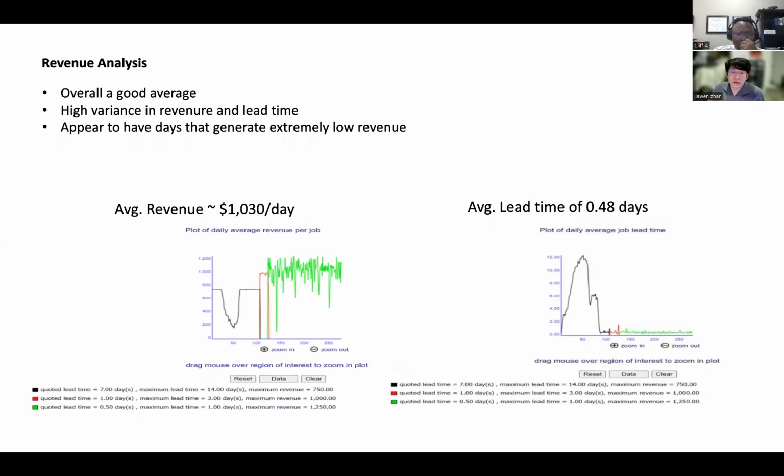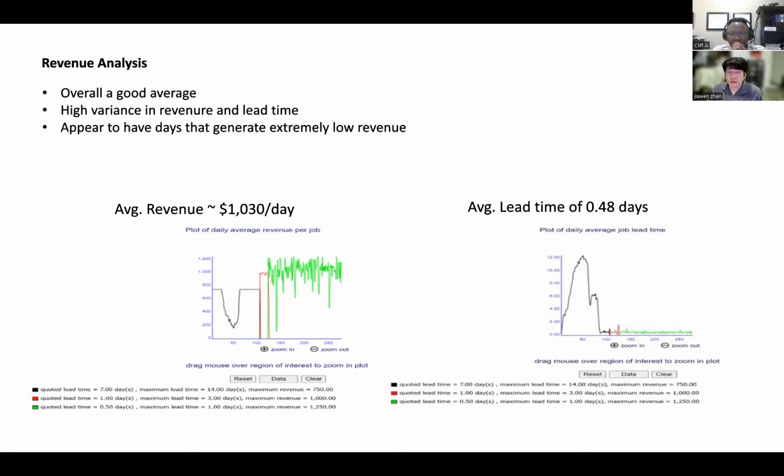And finally, on the revenue analysis, overall, we have a very good average. When we started the simulation, we didn't make an immediate change. Around day 100, we spotted that our revenue was capped by contract 1. So we changed to contract 2. We didn't stay in contract 2 for a long period because we saw that we have an average lead time that's lower than 0.5 day.